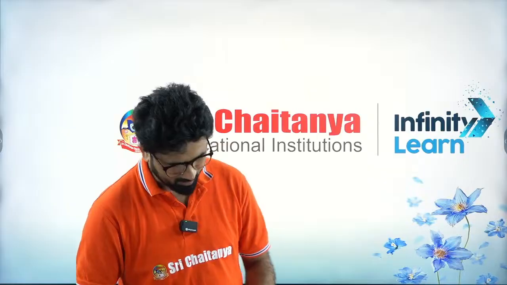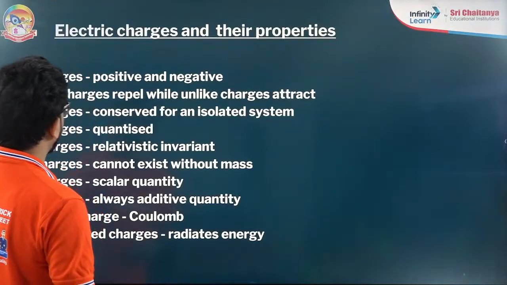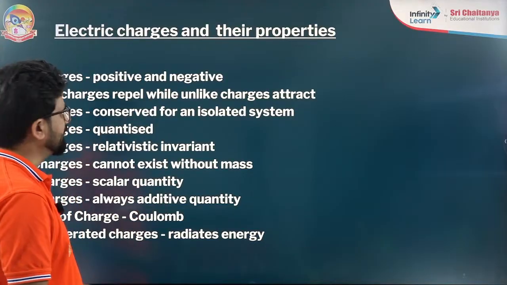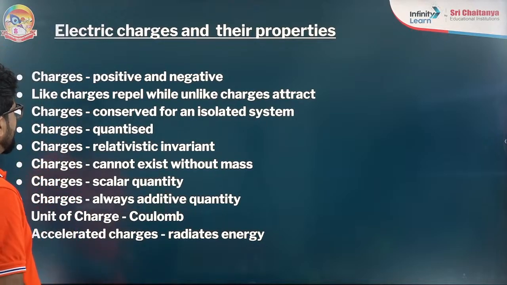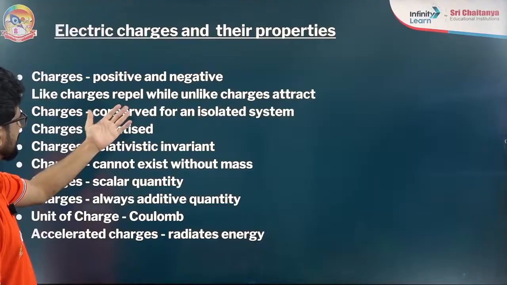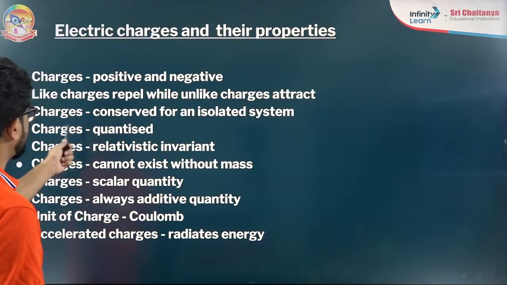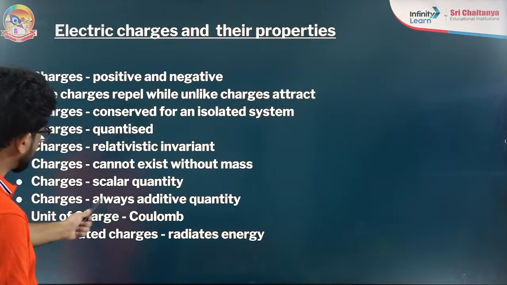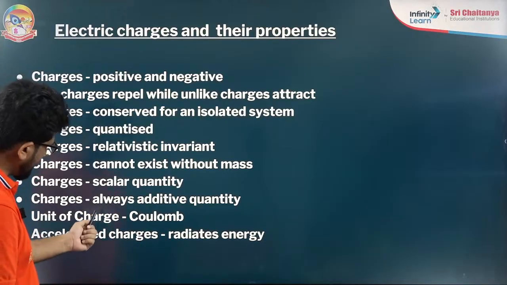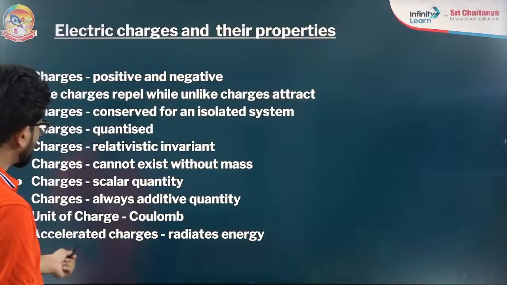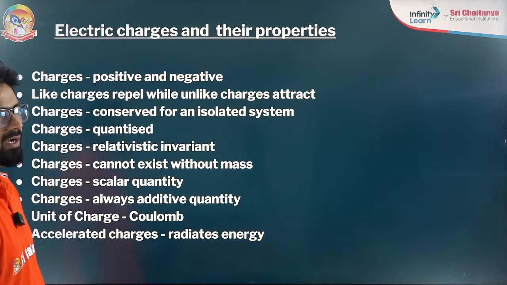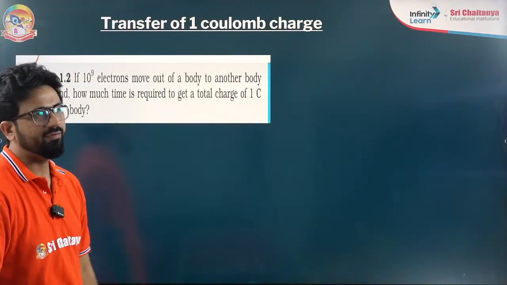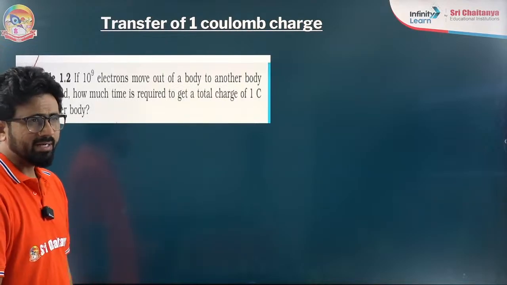Okay, let's see. In the last class we started from the very first class, the properties of charges. I will not take too much time, we already know these properties. Charge is positive or negative; like charges repel, and unlike charges attract. Charge is conserved, quantized, relativistic invariant, cannot exist without mass, a scalar quantity, and its SI unit is Coulomb. It is always additive, a proper quantity, and an accelerated charge radiates energy, which we have already seen in the first class. After that, we solved the question of a 1 Coulomb charge, how we can calculate it.